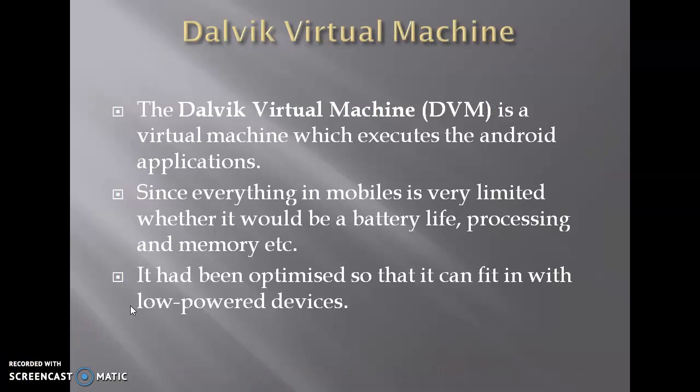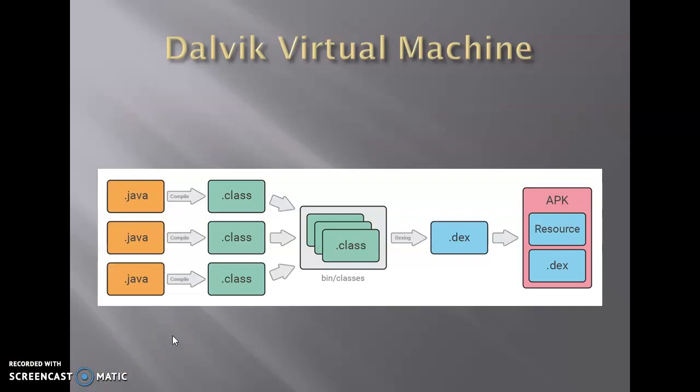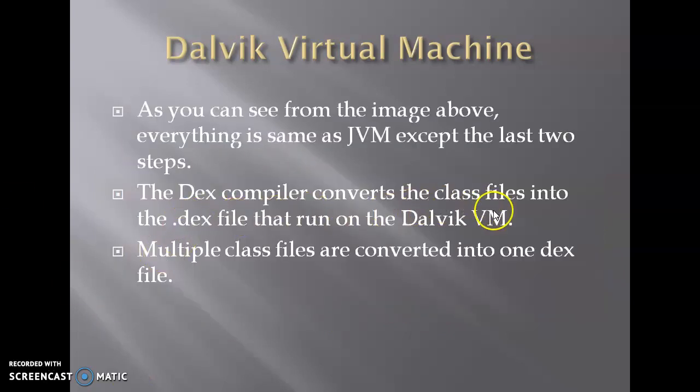Next we will see Dalvik Virtual Machine or DVM. It is a virtual machine which executes the Android applications. Since everything in mobiles is very limited, as you know, whether it would be battery life, processing, memory, etc., it had been optimized so that it can fit in with low powered devices. Here in the figure you can see, except the last two processes, everything is the same as in the Java Virtual Machine. Here the DEX compiler converts the class files into the .dex file that runs on the Dalvik Virtual Machine, and multiple class files are converted into one DEX file.